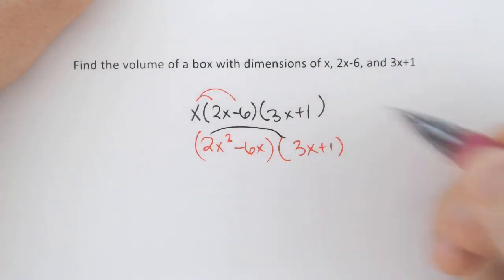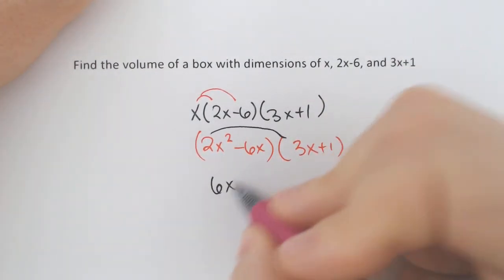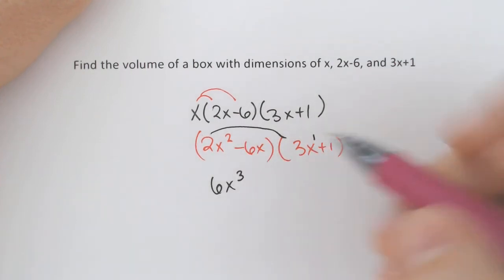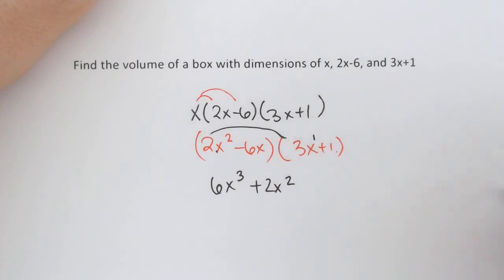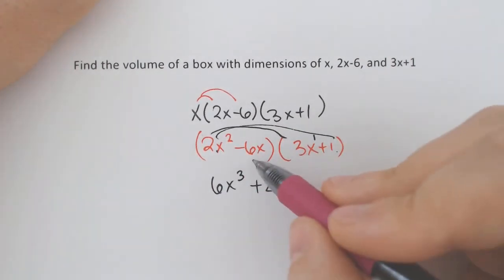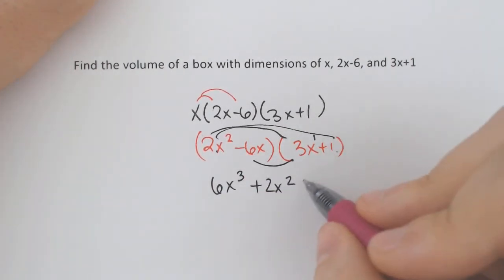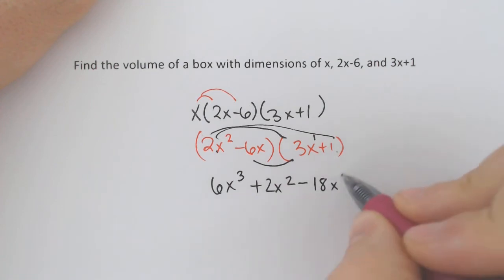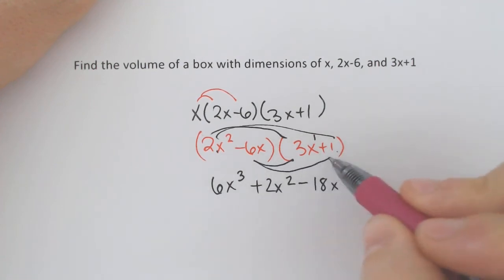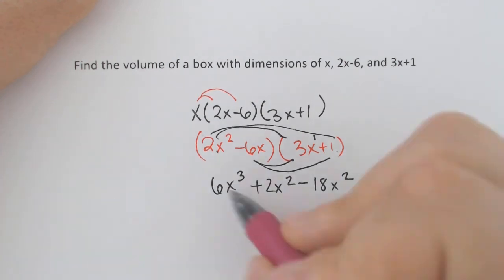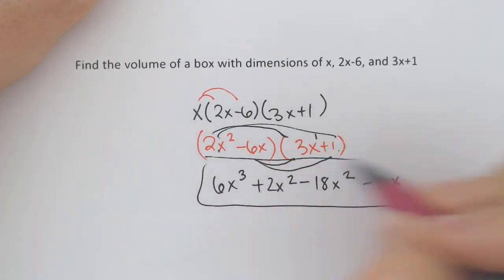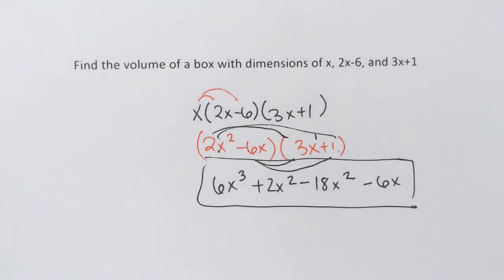So 2x squared times 3x is 6x to the third, because you add your exponents. 2x squared times 1 would be 2x squared. Then negative 6x times 3x is negative 18x squared. And negative 6x times 1 is negative 6x. And that, ladies and gentlemen, is that problem. All you had to do was FOIL it.